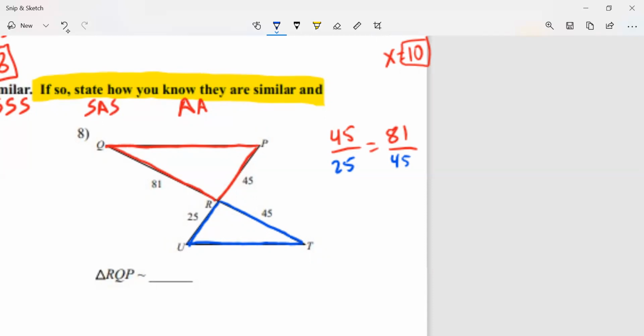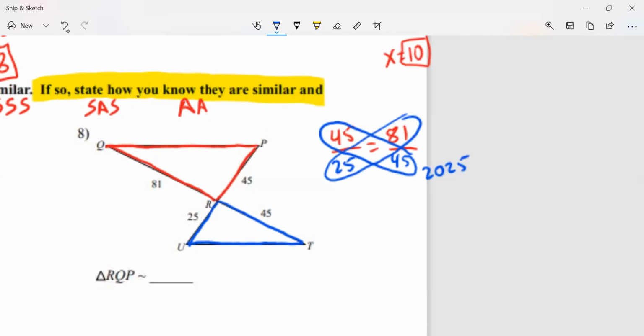Okay, so if we're good at simplifying, simplify the fractions and hopefully they simplify to the same thing. Now, if simplifying is not our thing, let's cross multiply. 45 times 45 is equal to 2025. And then the other way, 25 times 81, use a calculator if you need to, gives me 2025. When my sides are proportional and I cross multiply, I get the same thing. Okay, so the sides are proportional.